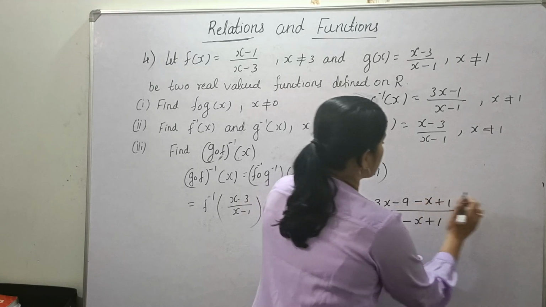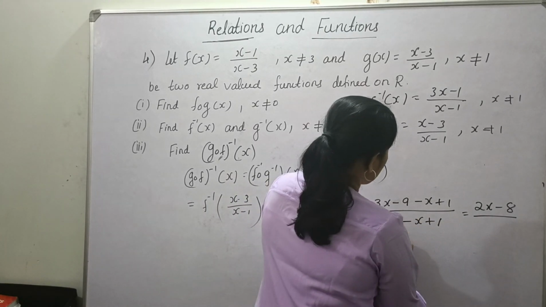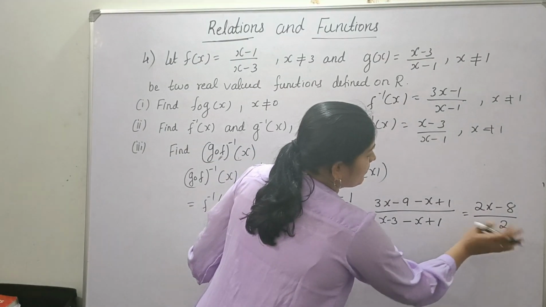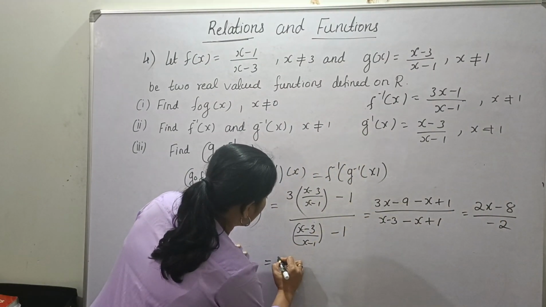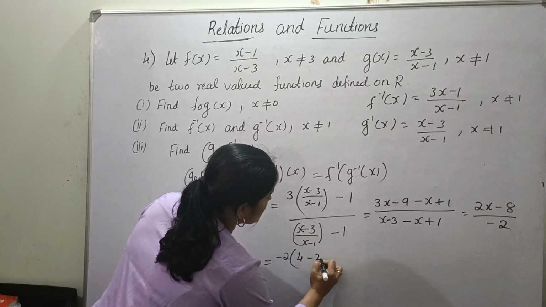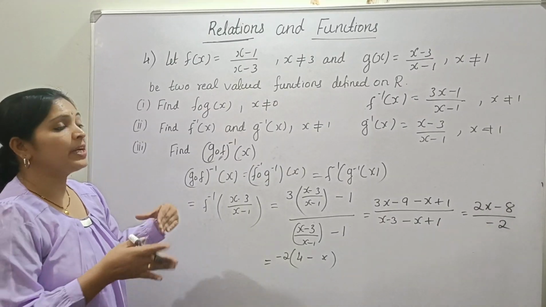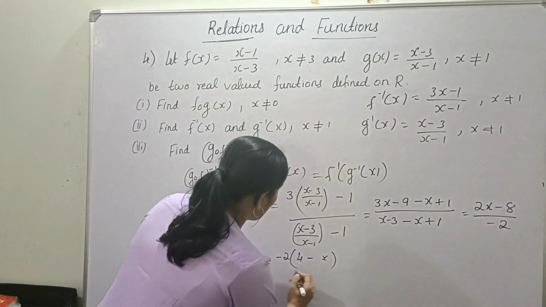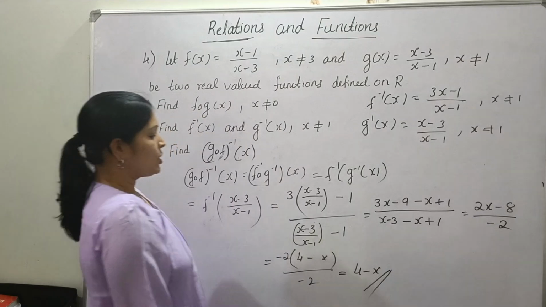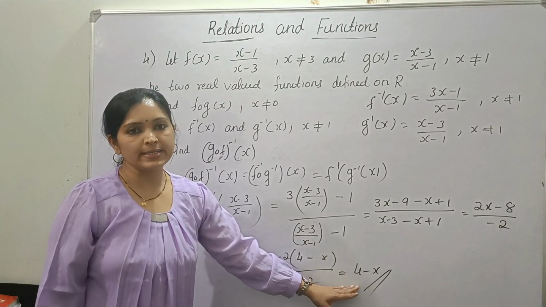it will become 3x minus x, 2x minus 8, divided by minus 3 plus 1 minus 2, that is equal to minus 2. We can take minus 2 outside from the numerator to cancel the denominator. Minus 2 into (4 minus 2x), right? So 4 minus x. I have taken minus 2 outside to cancel this denominator. So minus 2 is cancelled, 4 minus x. So g composite f inverse of x is 4 minus x.